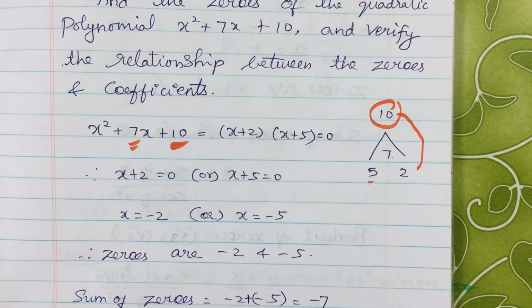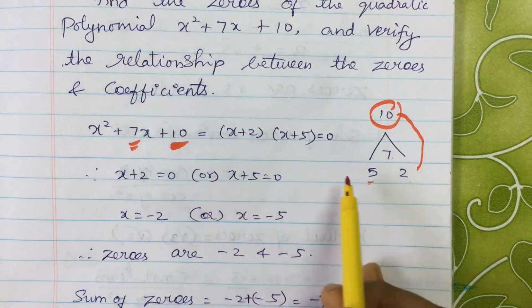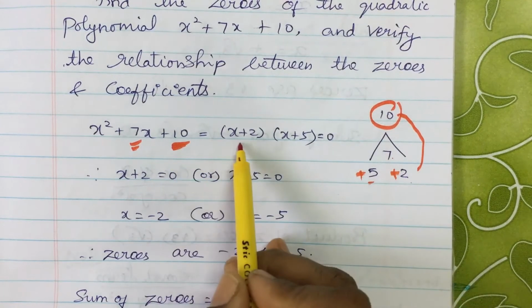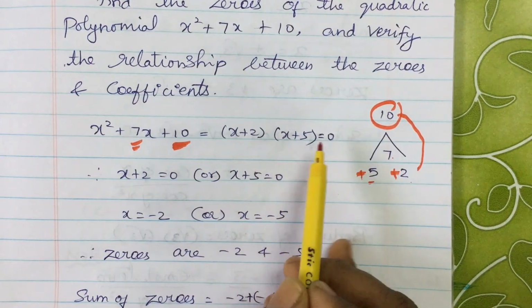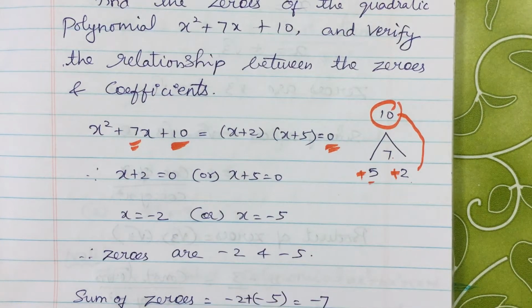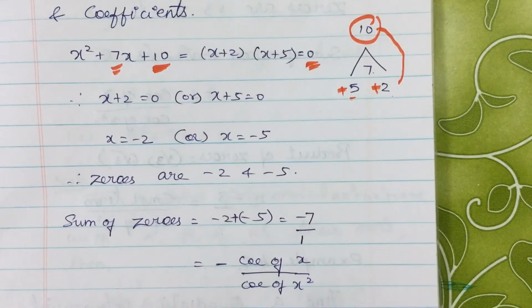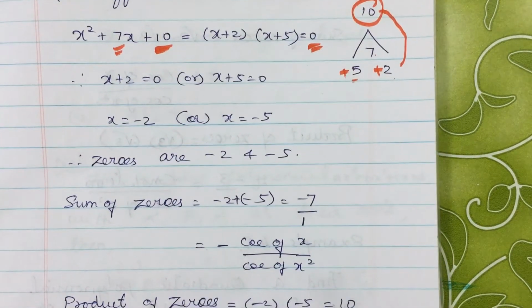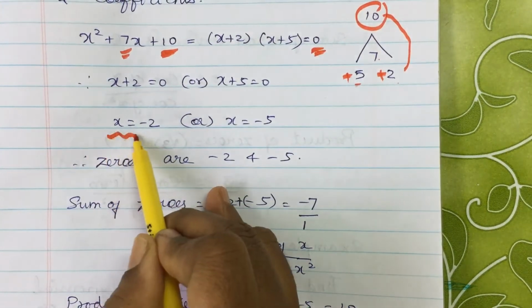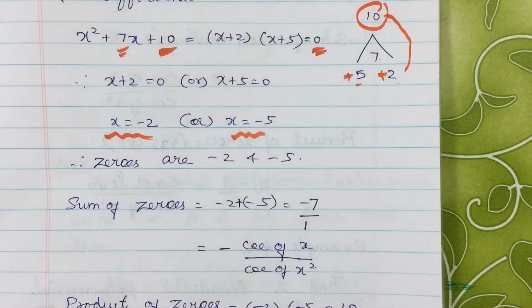Okay, so I am multiplying 5 and 2. If I multiply 5 and 2, I am getting 10. If I add 5 and 2, I am getting 7. Since the sign for these two numbers is plus, I have written it as x plus 2 into x plus 5, and I am equating it to 0. Why? Because in order to find the zeros for the given polynomial, I got either x plus 2 equal to 0 or x plus 5 equal to 0. Therefore, I got the values for x as x is equal to minus 2, x is equal to minus 5. Therefore, the zeros are minus 2 and minus 5.